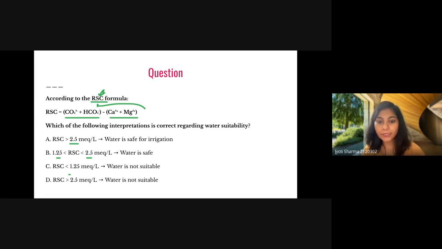Pradeep gave me D answer. Okay. So D answer is right. Whenever we have water that has an RSC value more than 2.5 milli equivalent per liter, then we can tell that water is not suitable for irrigation, right?